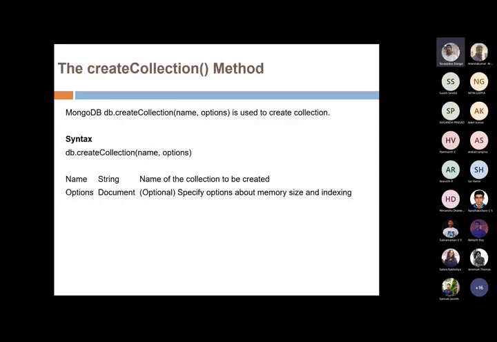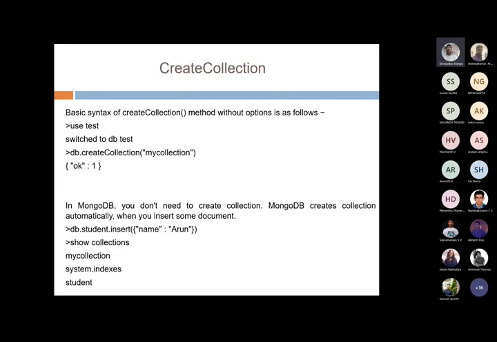So in MongoDB, we have the createCollection method that is used to create collections. So db.createCollection, collection name, options, is used to create a collection. So let us see an example for creating a collection. It's similar to creating tables. So use test, you are going to use the database test. So db.createCollection, my collection.